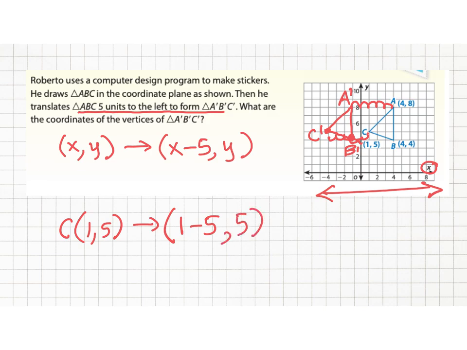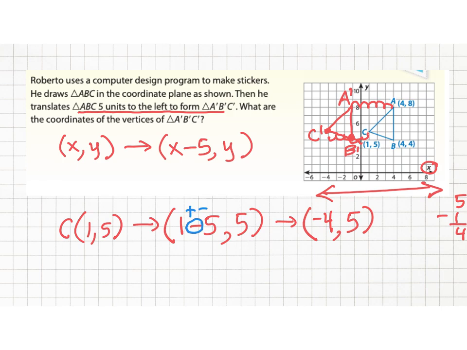We learned in math that a minus is the same as adding the opposite, so that's really 1 plus negative 5. And we learned that when you are working with signs that are different, you subtract and you keep the sign of the larger of the two numbers. So I'll show it off to the side. 5 minus 1 would give me 4, but my 5 has the larger absolute value, so it's a negative 4, and then my second coordinate does not change.